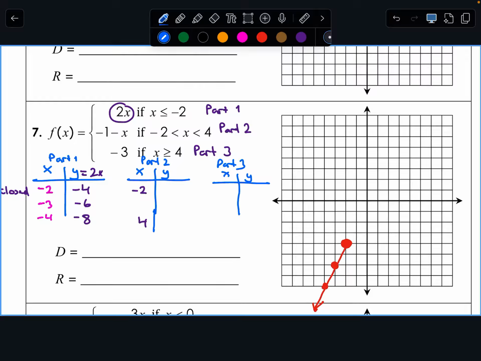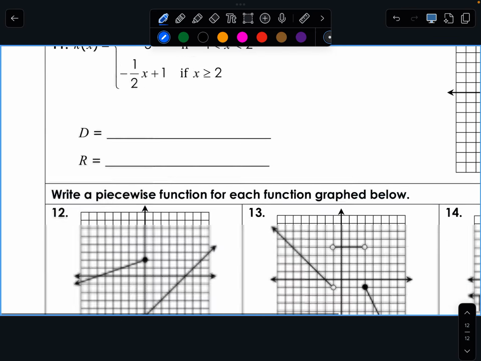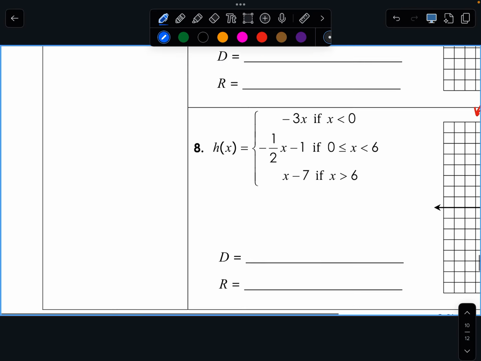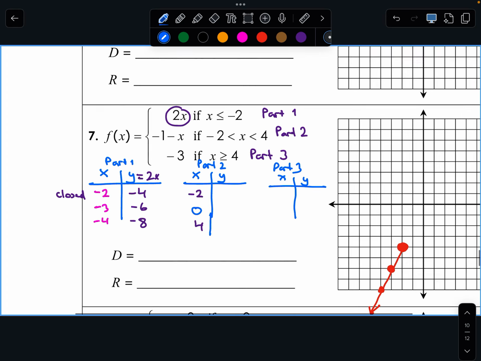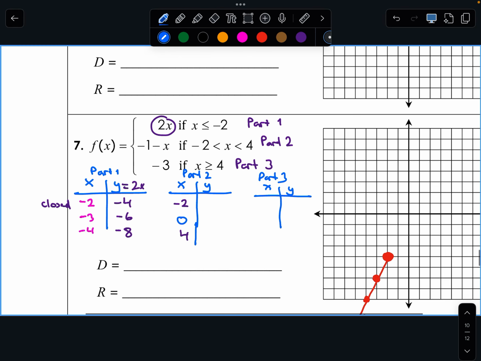So, anybody want to give me a number that's between -2 and 4? 0. Yeah, can we use 0? I like 0. It's easy. Let's use 0. So let's do 0 right here. Sorry about that, I didn't mean to do that. Okay, so here's 0. So we're going to use 0 for this.